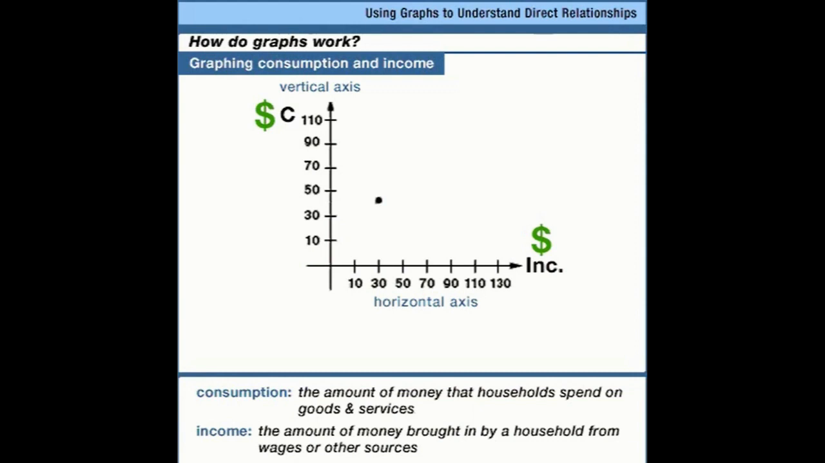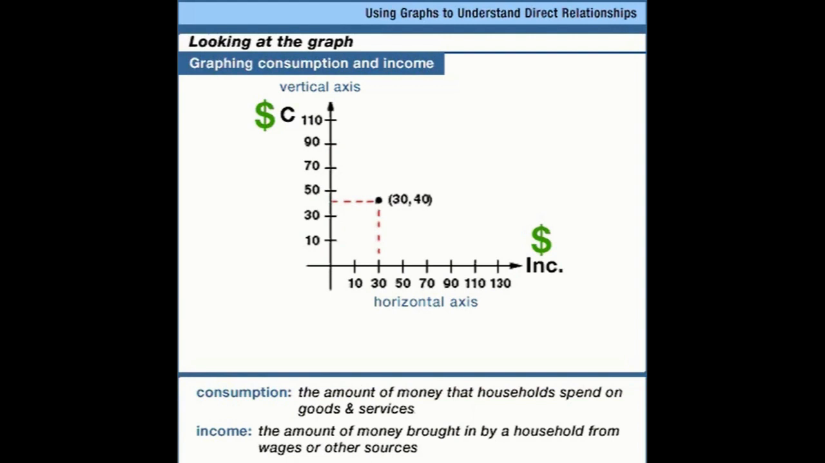Now notice, the horizontal coordinate of this point represents the income of the household, that is $30,000. The vertical coordinate represents the consumption spending. So each point in this space represents a combination of two pieces of information about a single household, their annual income and their consumption spending for that year. I can label this point with a pair of numbers that represent its coordinates. I'll write first the horizontal coordinate, 30, to represent their income, or 30,000. And second, I'll write the vertical coordinate of 40 to represent the spending data.